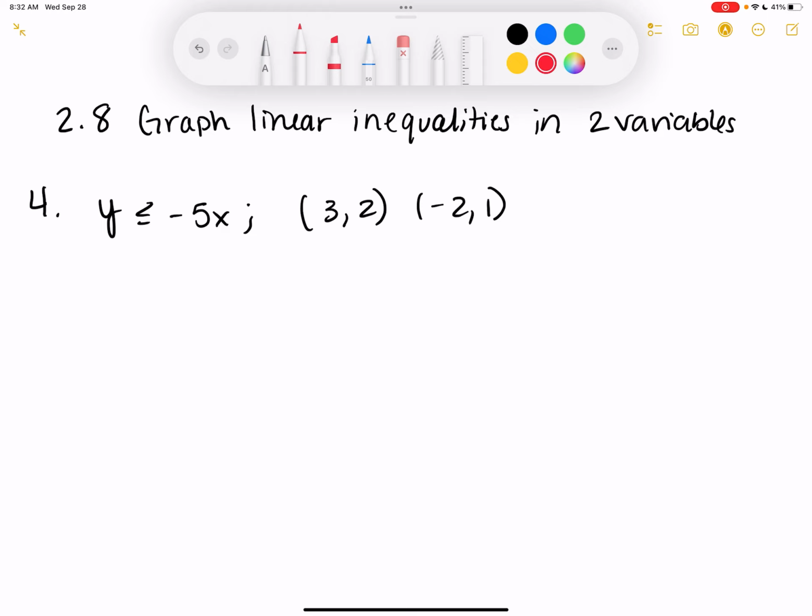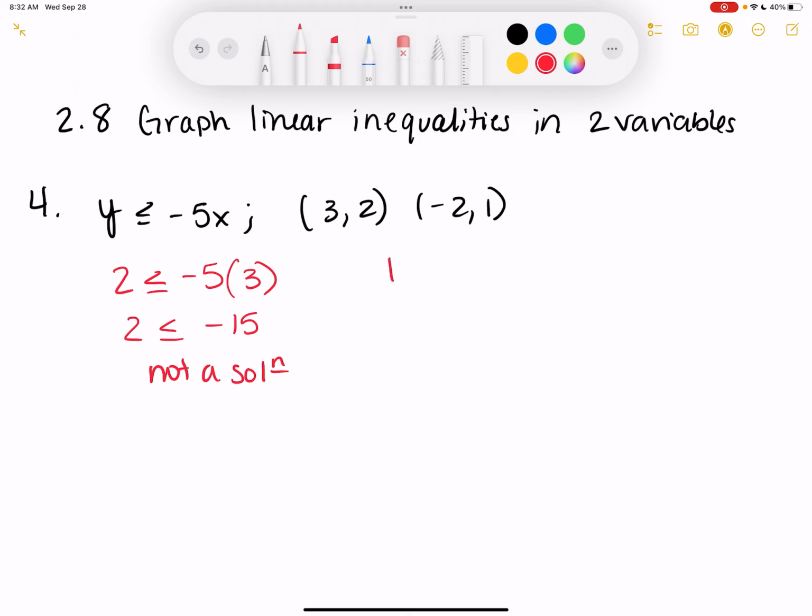I'm going to do the (3, 2) first. So 2 is less than or equal to negative 5 times 3. So 2 is less than or equal to negative 15. Is that a solution? No, not a solution. I think I've told y'all before, but SOLN is just another way to write solution if you want to shorten it. So we test the other one.